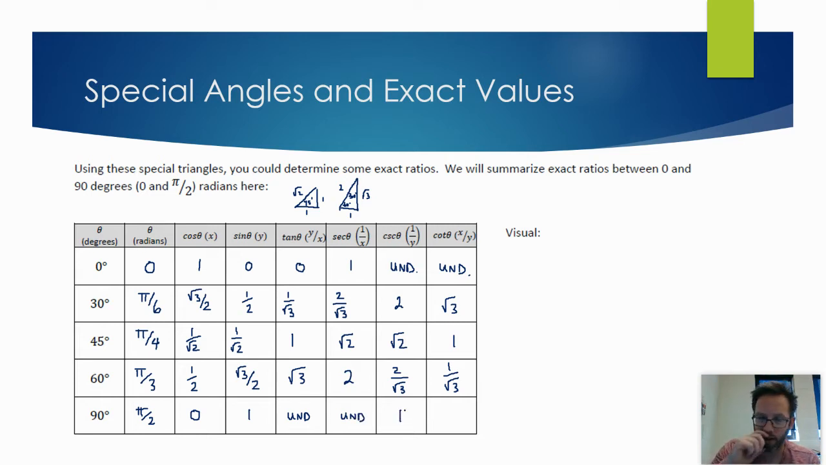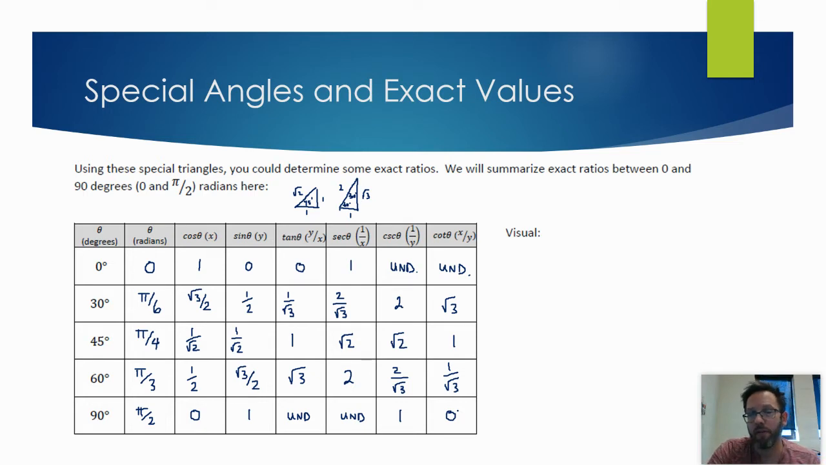And this is interesting. Cotangent is x over y. It's the reciprocal of tan, but you might be thinking, well, how can you take the reciprocal of an undefined number? Look at the definition here. It's just x over y, 0 over 1. The cotangent of 90 degrees is just 0.